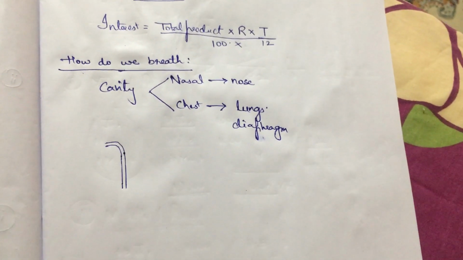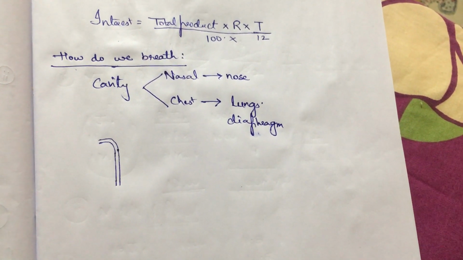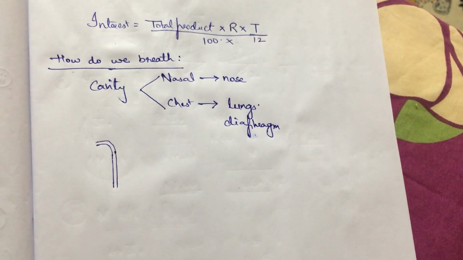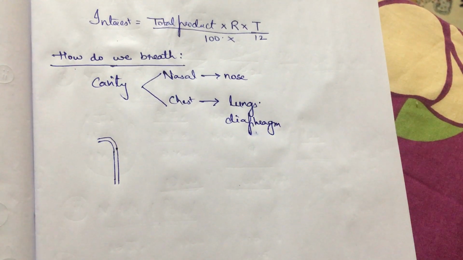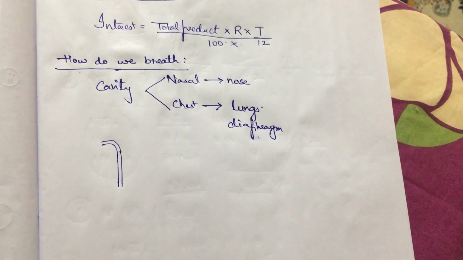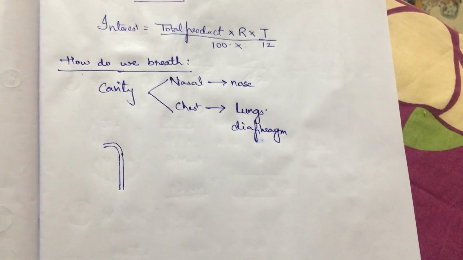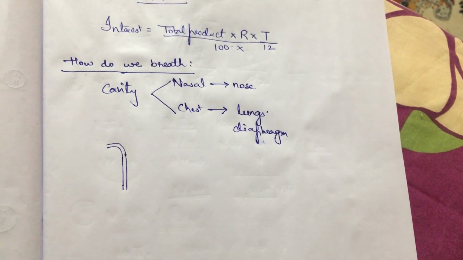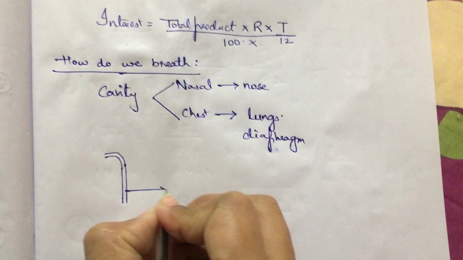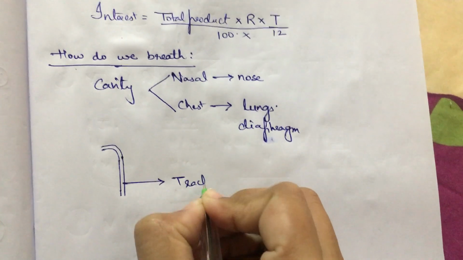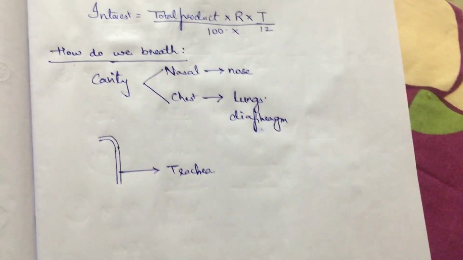Now, what is the name of this windpipe actually? The windpipe is the trachea. So let's name it. This is the trachea. Trachea is the name of it.